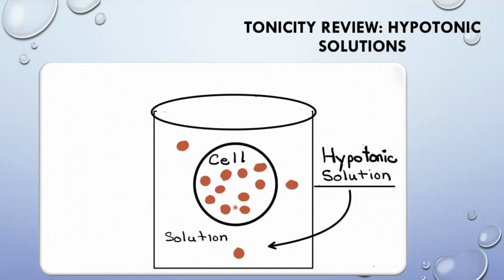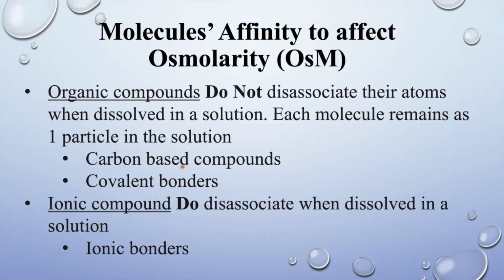So with that, this cell is going to gain lots of water and probably will burst. It will swell and swell and swell and take on water until it bursts or reaches equilibrium. It really depends on the tonicity of that hypotonic solution. So let's go ahead and apply this now to different types of compounds, okay?